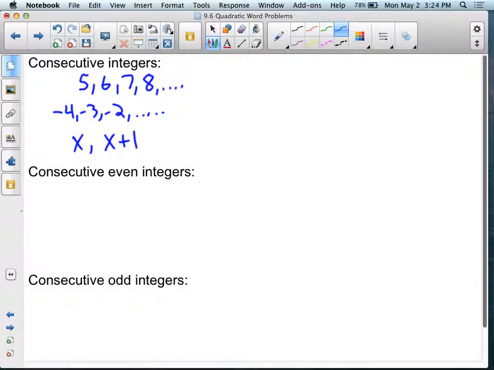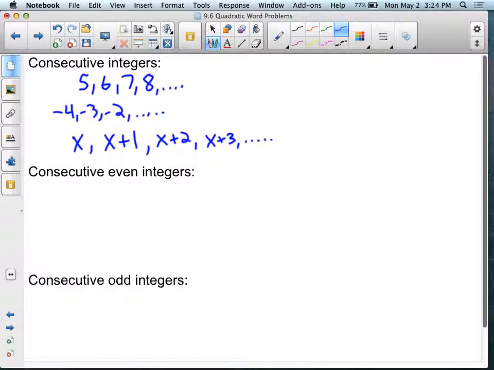Well, let's keep going. What do you add to 6 to get to 7? You add another 1. What do you add to 7 to get to 8? You add another 1. So if I take this x plus 1 and I add another 1 to it, I get x plus 2. And then I get x plus 3. And I can continue with those for as many as I need.